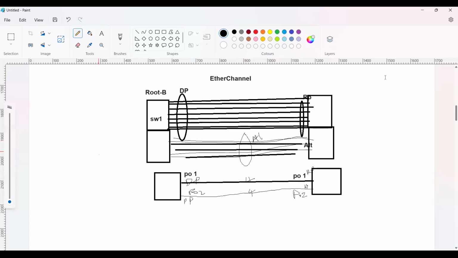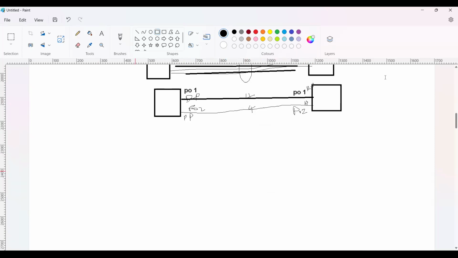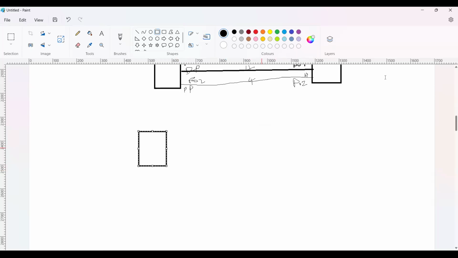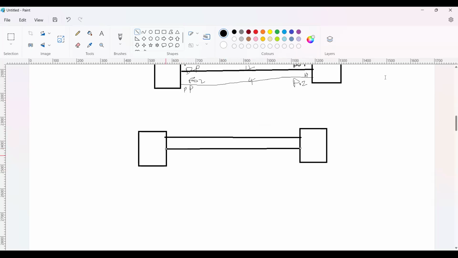In EtherChannel, some requirements are there. What are the requirements for aggregating the ports between two switches? We have some requirements we should fulfill. Then only they can aggregate, and the port channel will be established between the switches. What are those things?